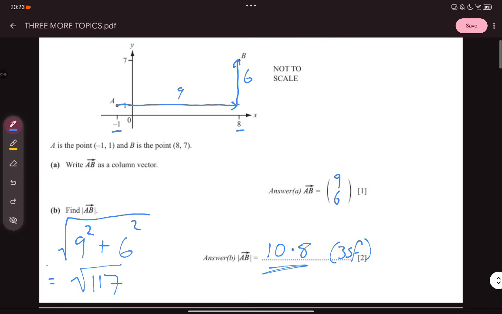If you have a question like this on your exam, it's always worth going back to the question and reading it to see if they have actually asked us to write it to a certain level of accuracy.